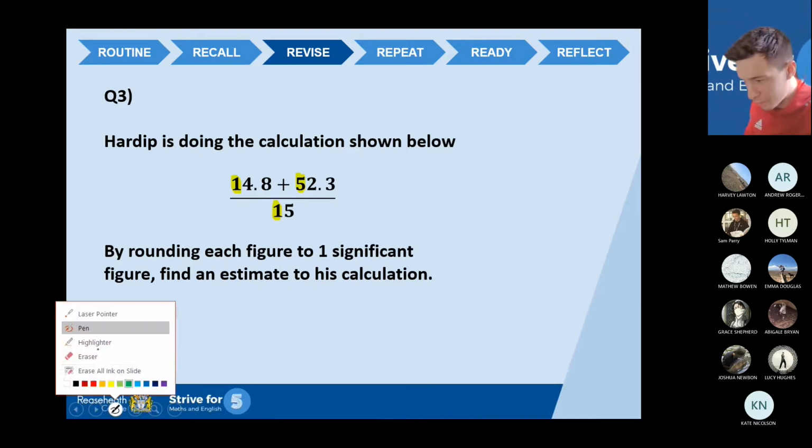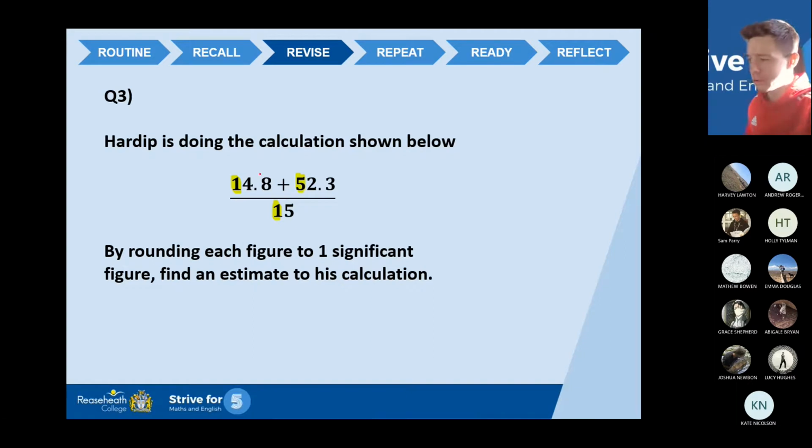So let me change my pen to a red pen just so it's nice and clear. So number 1 here, the 4 won't round it up, it's going to keep it the same. So that number becomes 10.0, or to make our lives easier, just 10. 52, well, the 2 keeps the 5 the same. So it becomes 50.0, or to make our lives easier, just 50. Okay. We're dividing that by this number here, 15, aren't we?